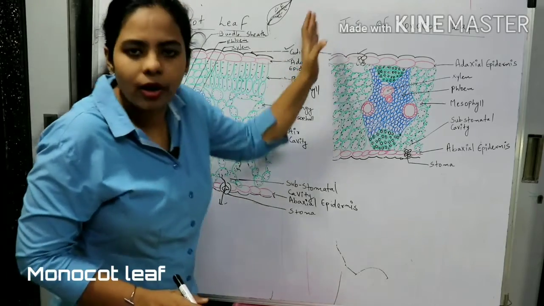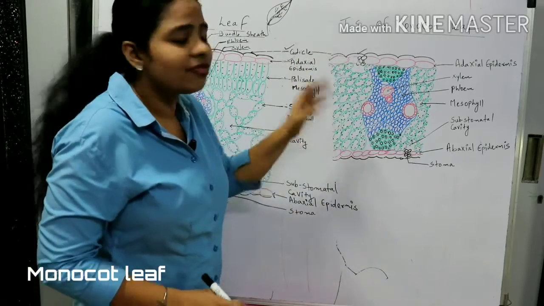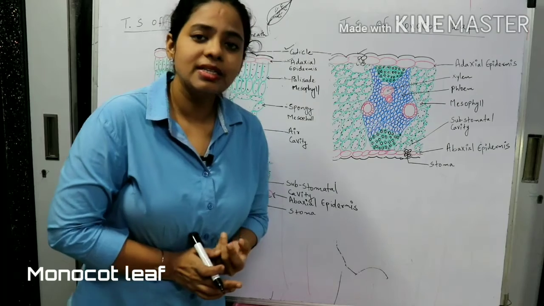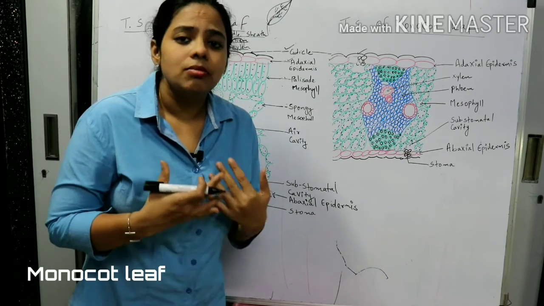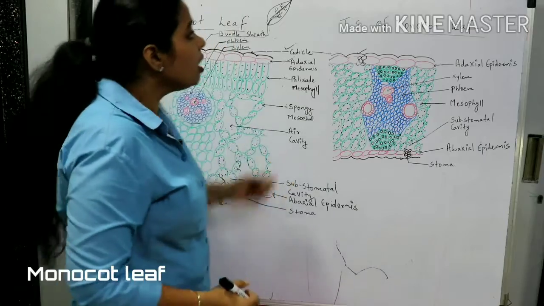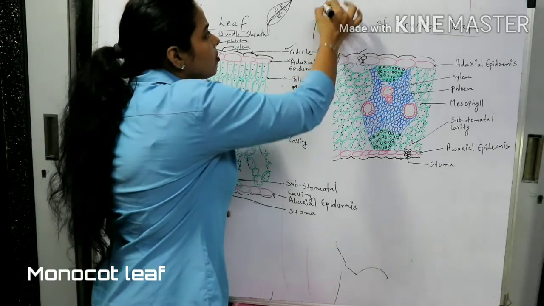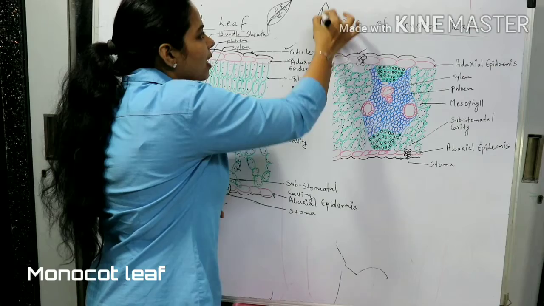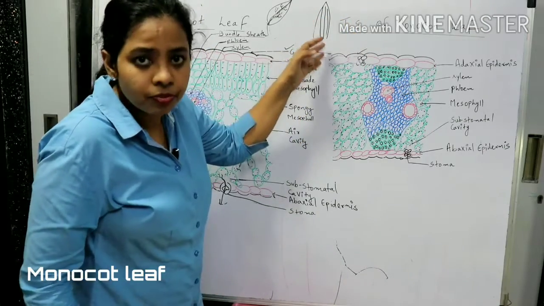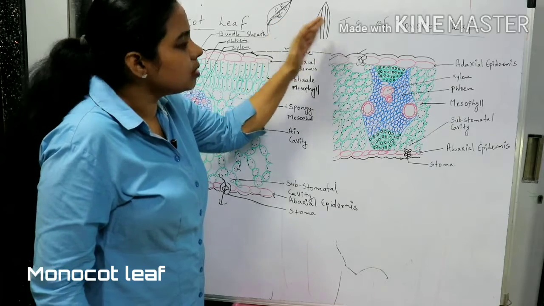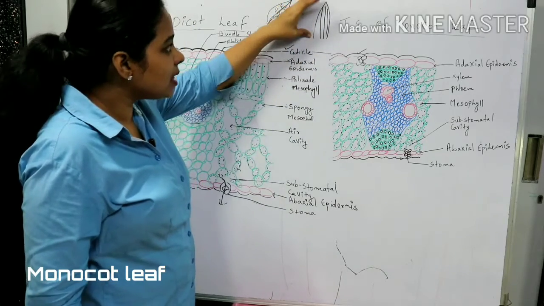Let's move to the monocot leaf. Now the monocot leaf, first starting with the examples. What are the examples of monocot? Sugarcane, wheat, rice. These all are some grasses. As you might have seen the leaves of them, you might have observed they show parallel venation. All the veins are present in a parallel manner. Now, and they all are equal in size.